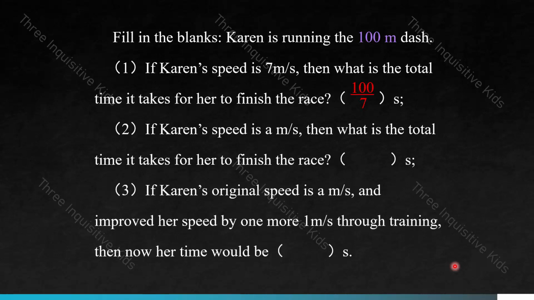Since we know that this is a 100-meter dash, her time would be 100 divided by 7. And since now we're just swapping out the 7 for a, her time would be 100 divided by a. And since she improved her speed by 1 more meter per second, her speed would be a plus 1, which means that the expression would be 100 divided by a plus 1.